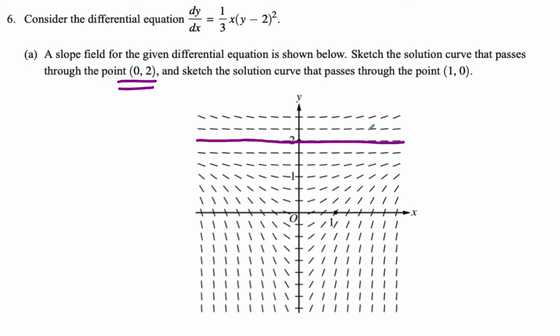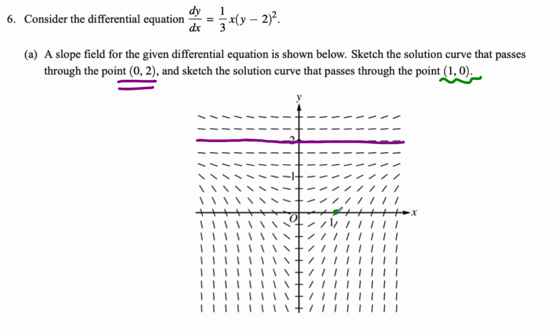Done. That was rather simple. How about the second one? Sketch another solution curve that passes through this particular point. Now, when you look at (1, 0), you see that it goes up this way, and then when it comes through the middle, it flattens out and goes out the other way.